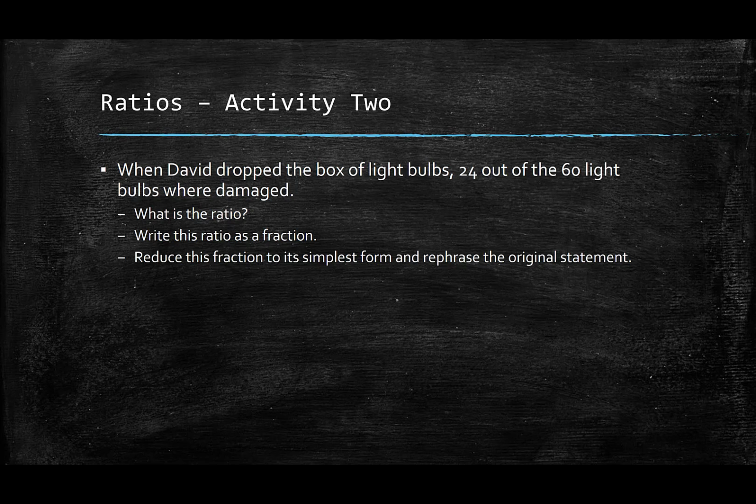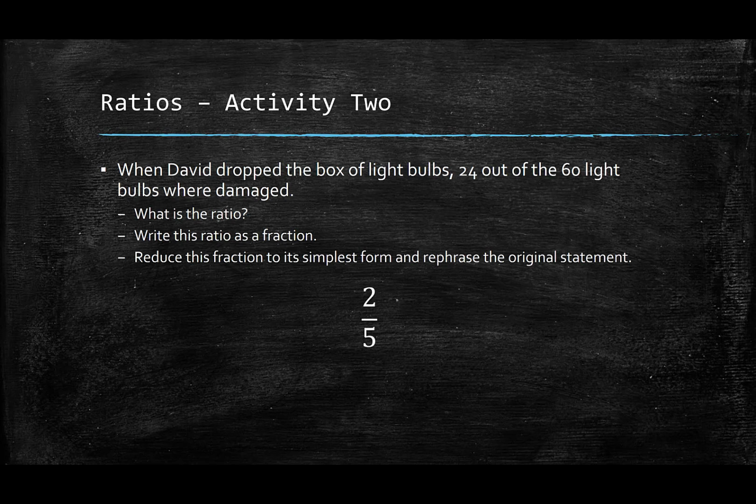If you said 24 out of 60 was the ratio, you're correct. That can be written as a fraction, 24 over 60. Then you can try and identify the greatest common factor, in this case 12, to try and reduce that fraction.